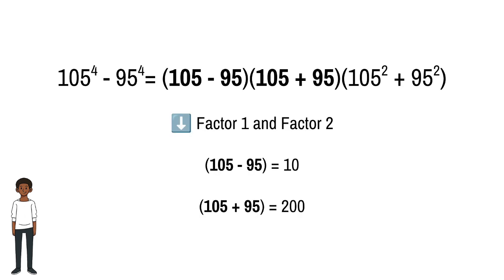Step 2. Expanding our expression completely gives us three factors to calculate. 105 minus 95 times 105 plus 95 times 105 squared plus 95 squared. The first factor is simple. 105 minus 95 equals 10. The second factor is equally easy. 105 plus 95 equals 200. Now our expression is 10 times 200 times the total of 105 squared plus 95 squared.